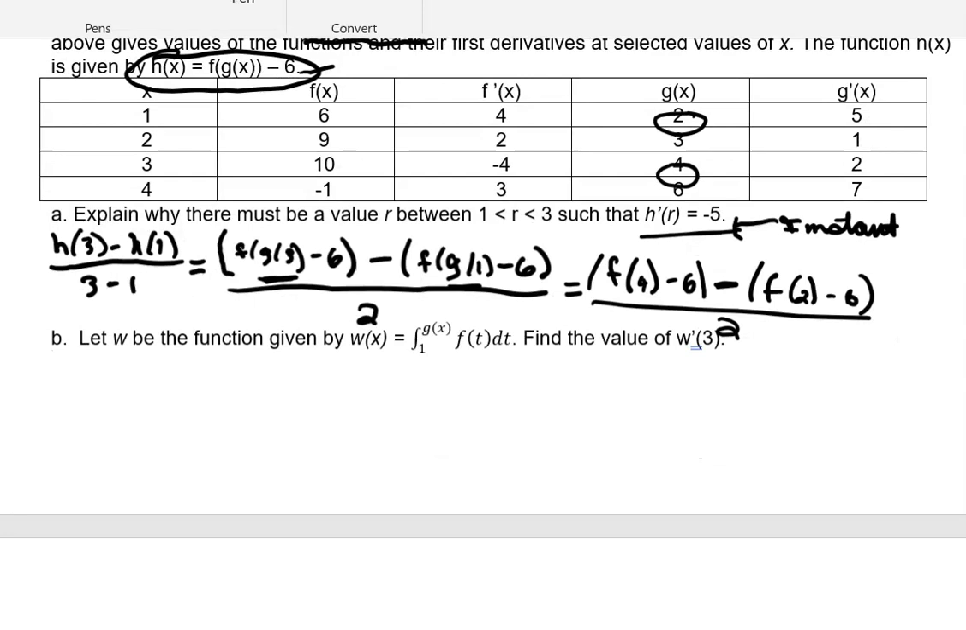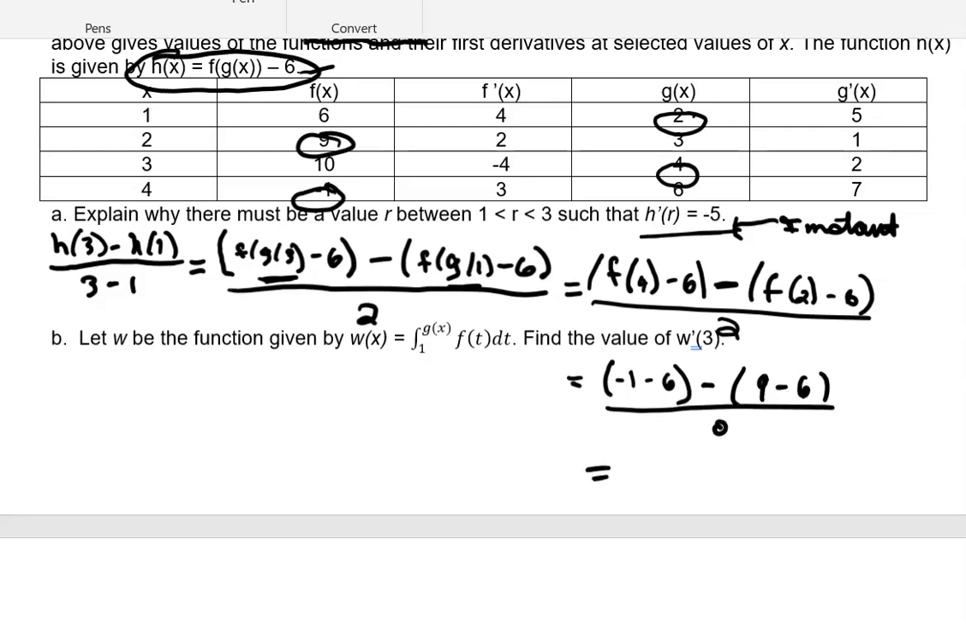I'm going to have to go down here. F of 4, so f of 4 is a negative 1. So we would do negative 1 minus 6 minus f of 2, which is 9, minus 6, over 2. And that would be a negative 7 minus 3 over 2. Not coincidentally, that gives us a negative 5.